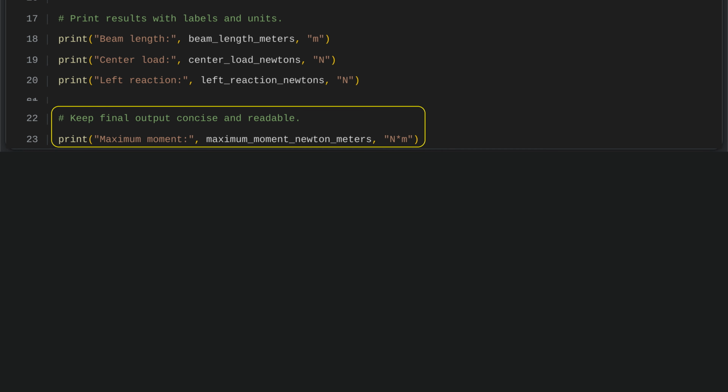The code reports the beam's maximum moment, an important result in structural analysis. It presents the calculated value with a clear label and the unit Newton meters, making the beam's critical load effect easy to understand.